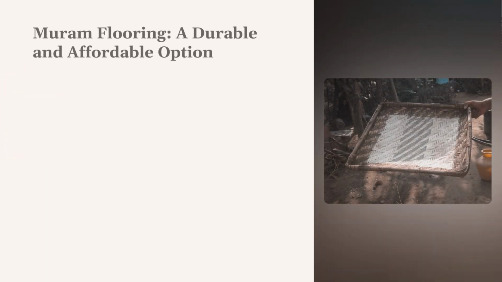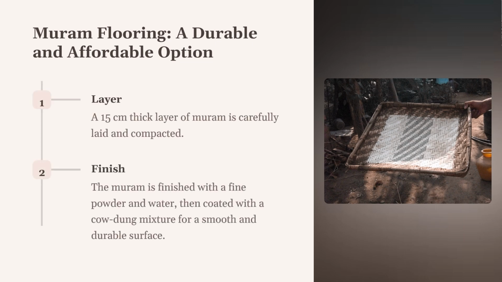Picture a 15 cm thick layer of muram carefully laid over a prepared subgrade. Next, a 2.5 cm layer of fine muram powder is sprinkled over the surface, followed by a gentle watering. This surface is left to settle for a day before being rammed again with wooden rammers called tapais for 3 consecutive days. This process ensures a durable and hardened surface.